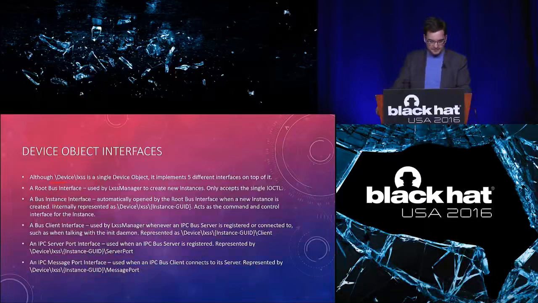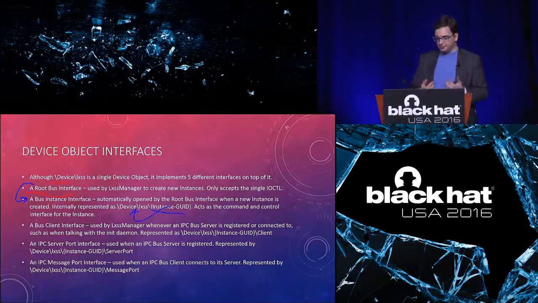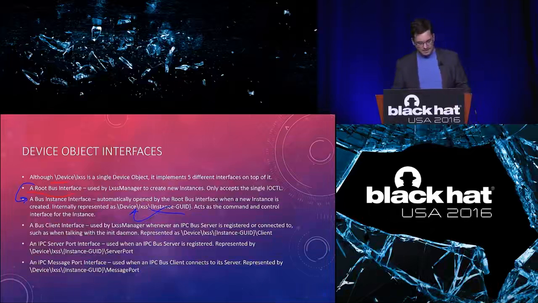You have a root bus interface, and this is how the Linux manager service creates new instances. Once you have an instance, you then get a device or file object for the bus instance interface. Every instance has a GUID, so you now have a file object inside of this namespace to talk specifically to that instance. And an instance is basically just a Linux session. So it's your init daemon, and then anything you create under that, under your account token. Then you can obtain a client interface to the instance.